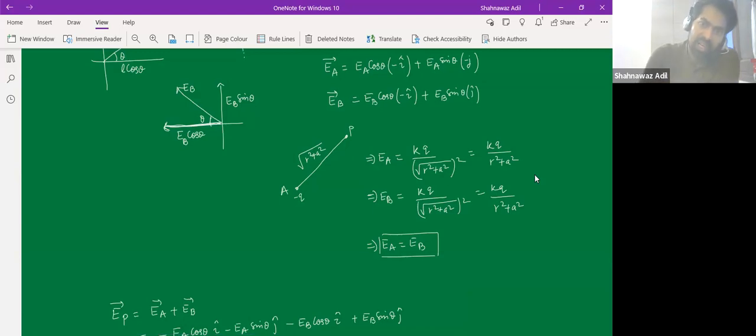Yeah, so the idea was that we found out the electric field due to A, due to B. Two contributions were there. So we found those two, we resolved those two vectors, and then we found that the magnitude was the same. So then we added them and we found the result.